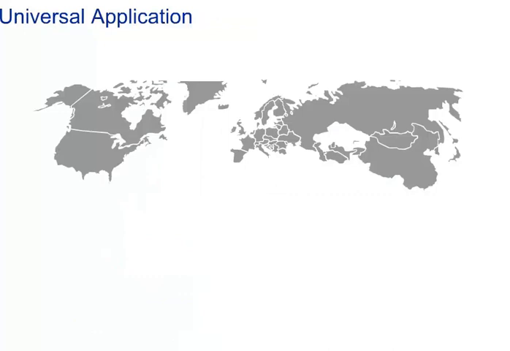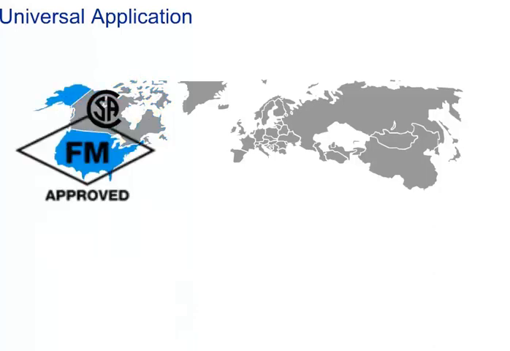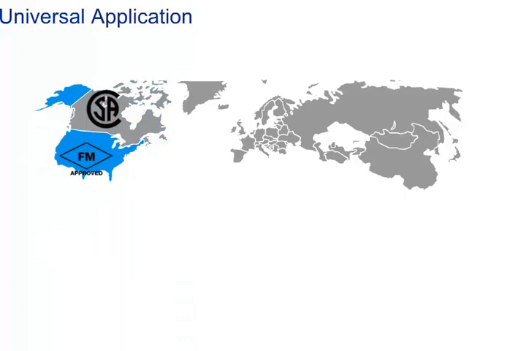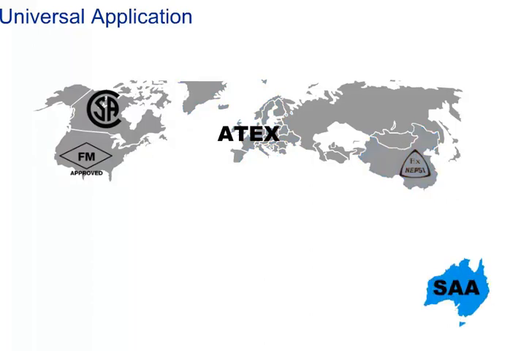Different national and international standards are derived from the IEC standards. Their certificates enable us to operate on a worldwide basis. In Canada, CSA. In the USA, FM. In Europe, ATEX. In China, NEPSI. In Australia and New Zealand, SAA. In Russia, the Ukraine and Kazakhstan, GOST.